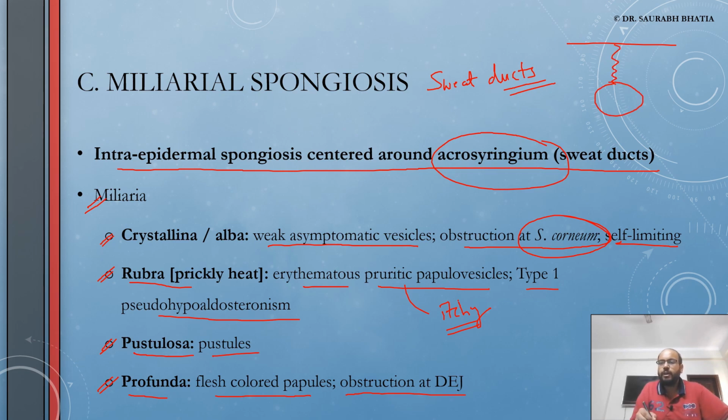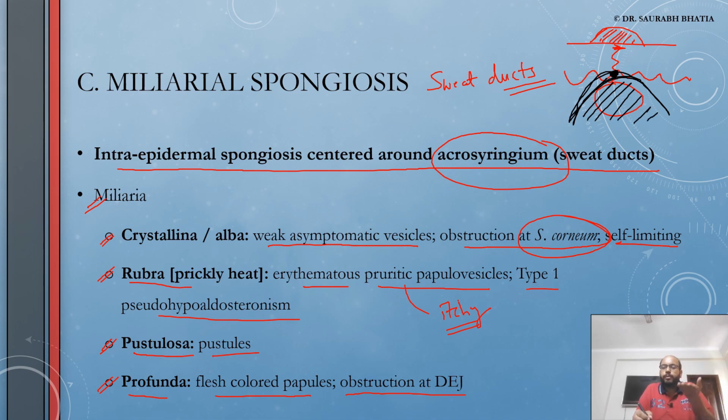So a bit more superficial, upper layer of epidermis. It is self-limiting. So if you just push a vesicle of miliaria crystallina, only clear fluid will come out. There's no itching, there's no symptoms. In miliaria rubra, there are erythematous pruritic papillovesicles. So you can have papules and these papules are itchy.